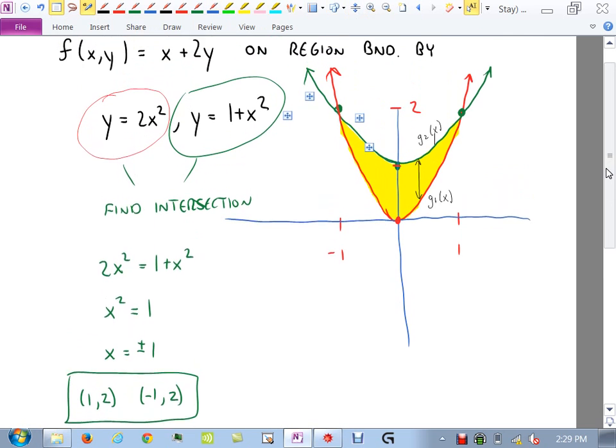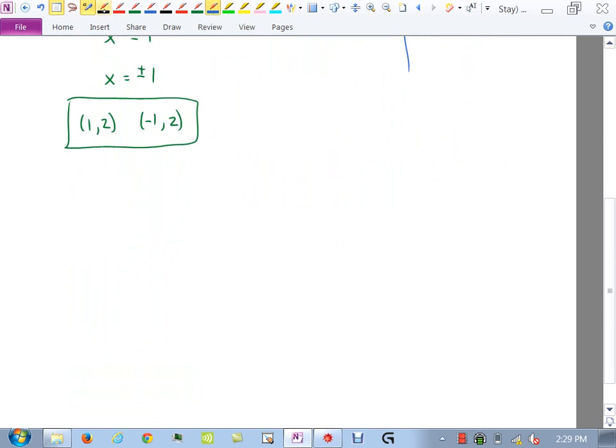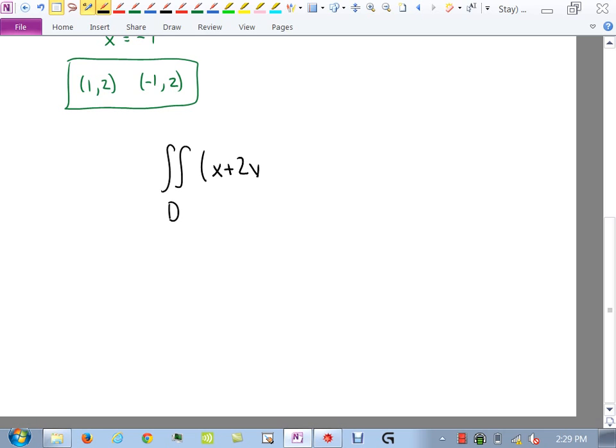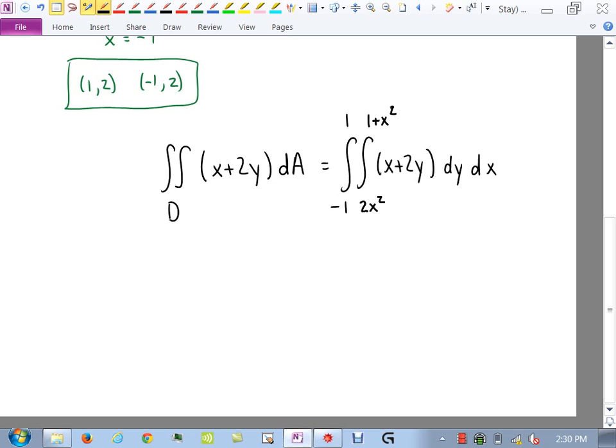All right, the integral I want to set up now is going to be a double integral over this region D of x plus 2y dA. But because it's a type 1 region, I must do dy first, then dx. And that means my outer integral has the limits for your x, which are what? Negative 1 to 1. And my limits of integration on the inner integral are my two functions of x, which, what's g1? What's the bottom one? 2x squared. So 2x squared comes down here, and up here on the top one, 1 plus x squared. Y'all see how that works?